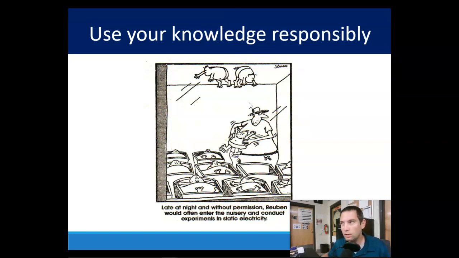So now that you know a little bit about static electricity, use it responsibly, late at night and without permission.